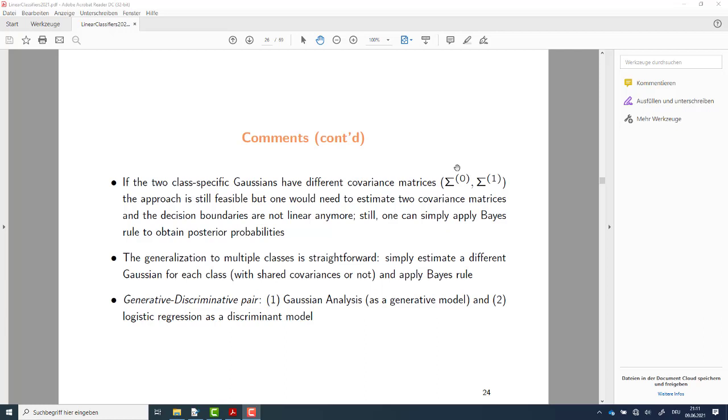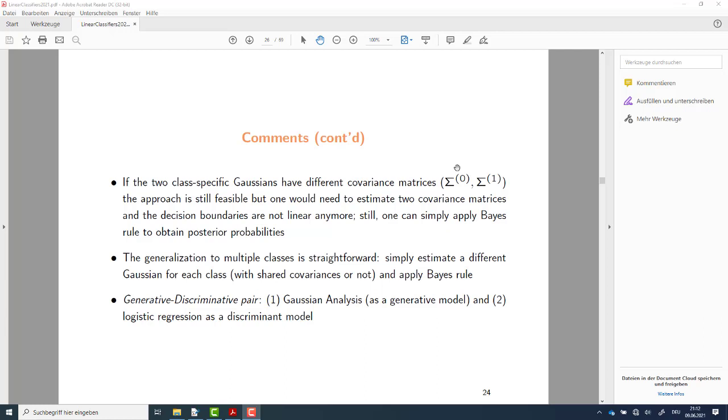Yeah, I mean, the generalization to multi-class is also straightforward. You just simply estimate a different Gaussian for each class and apply Bayes rule, with shared covariances or not. So in our example, we have estimated 2 Gaussian distributions. You can also estimate 10 Gaussian distributions, one for every class, and then you can build a classifier for digits, for example.